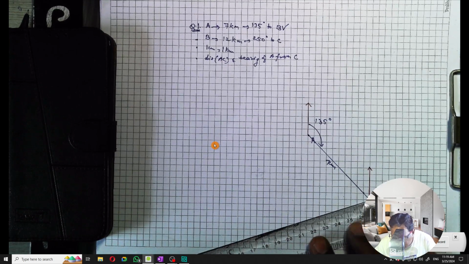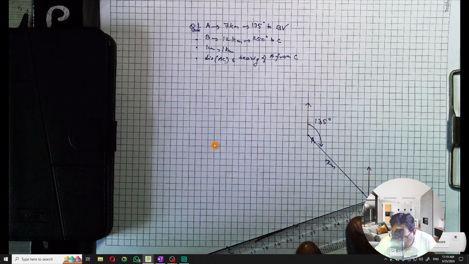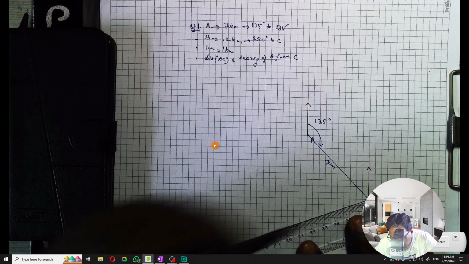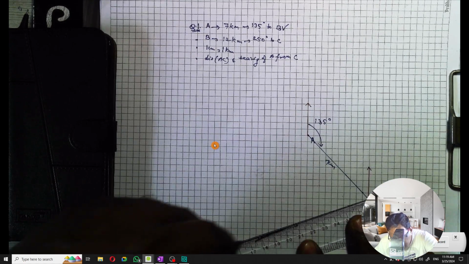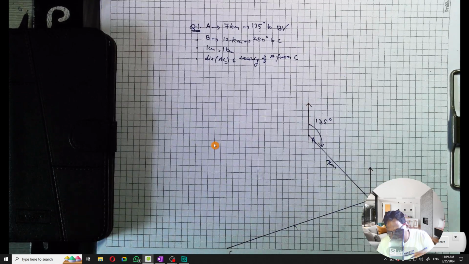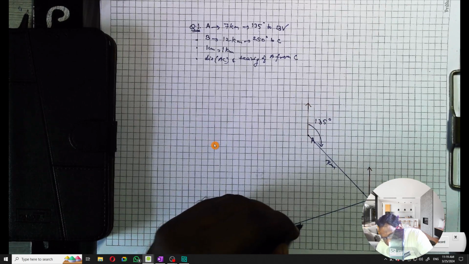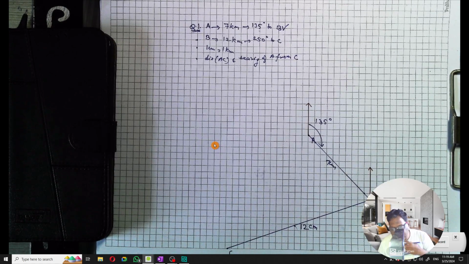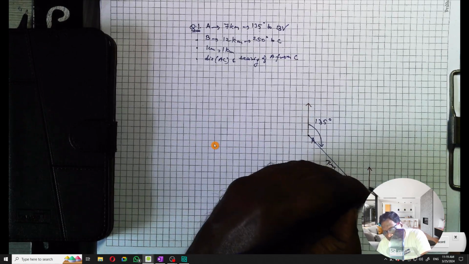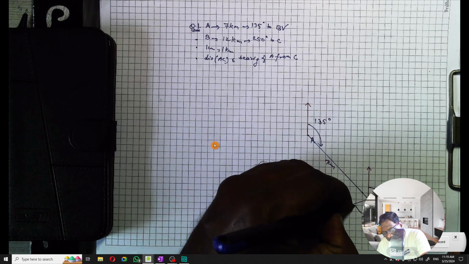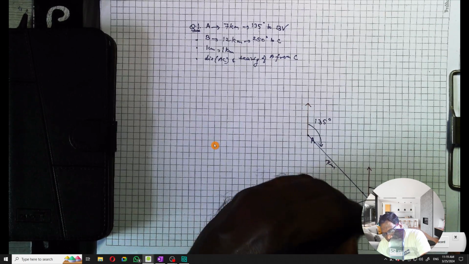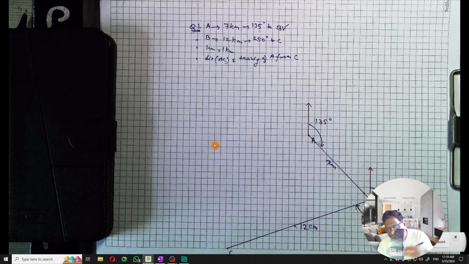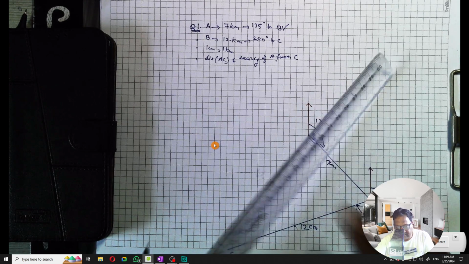So I'll join this BC now. This BC is now 12 centimeter because it is 12 kilometer. According to the scale, it has to be 12 centimeter. And this angle all the way, which we have traveled, is nothing but 250 degree. The bearing is 250 degree. So the journey is now over, and now we will join AC.